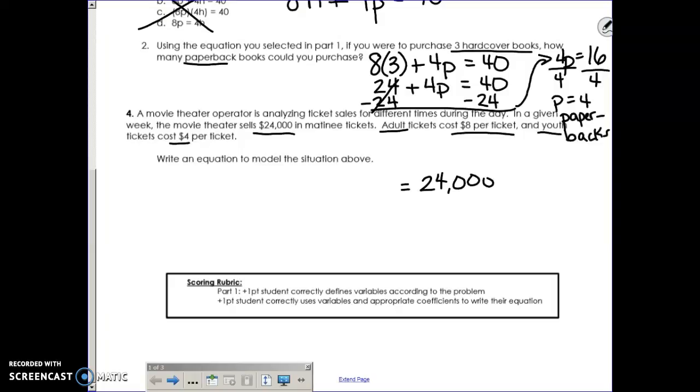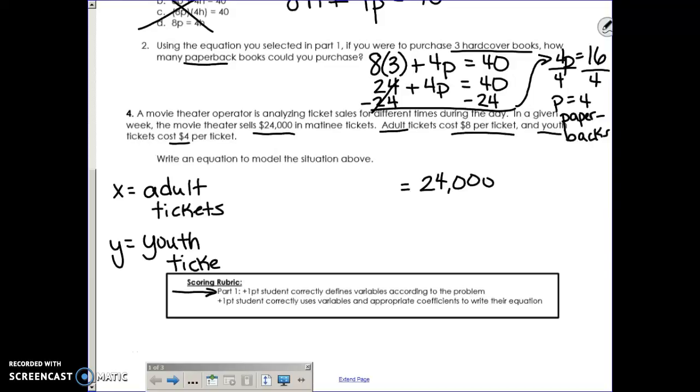They don't actually tell us what the variables are, and that's because in part 1, you have to define what the variables are. So I'm going to use X to represent adult tickets, and you have to actually write this out. This is a necessity. If you don't write it out, you won't get credit. And Y is for youth tickets. You could have used other letters. You could use A, B, Q, whatever. Doesn't matter, as long as you label it.